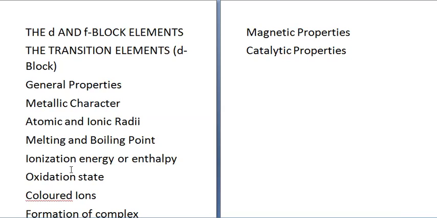Next we come to oxidation state. Transition elements show variable oxidation states. This is due to the 3d, 4d and 5d orbitals. This energy level is very close to the 4s, 5s and 6s orbitals, and therefore in addition to ns electrons, a variable number of (n-1)d electrons are also lost to show variable oxidation states.